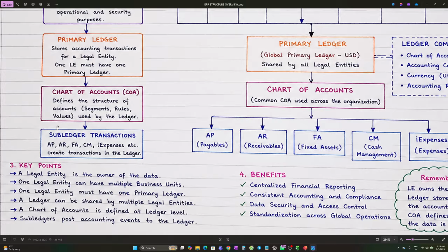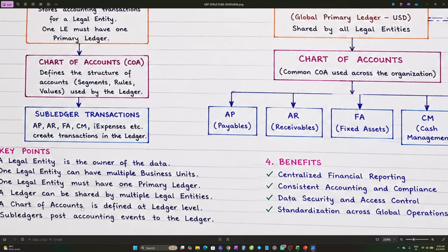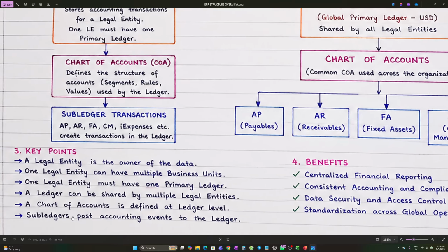In subledger accounting, all accounting events come from AP. The transactions we enter in the AP, AR, FA, and cash management modules all flow into the general ledger module. The point mentioned here is that subledgers post accounting events to the ledgers.